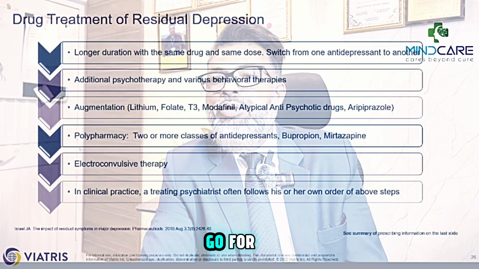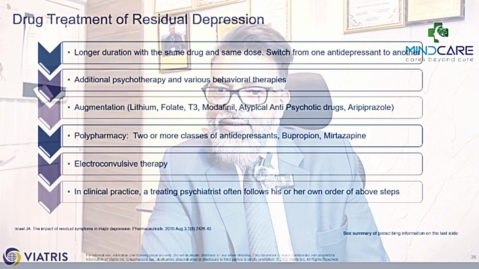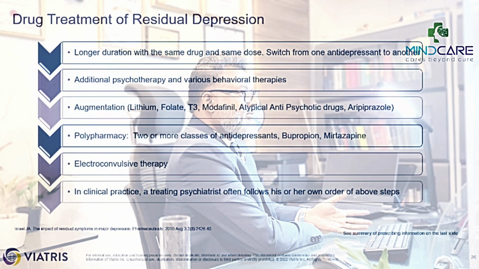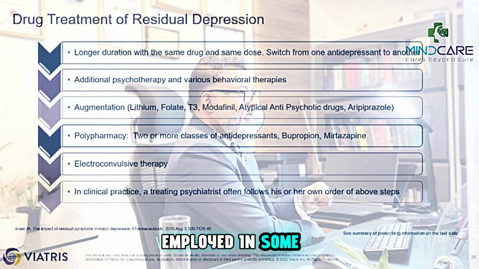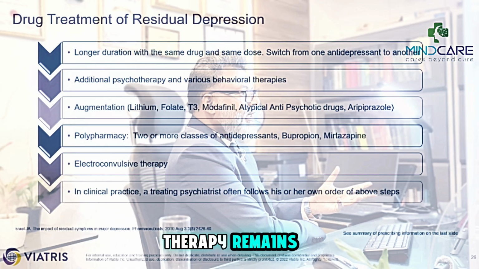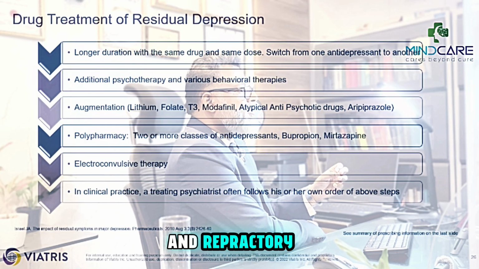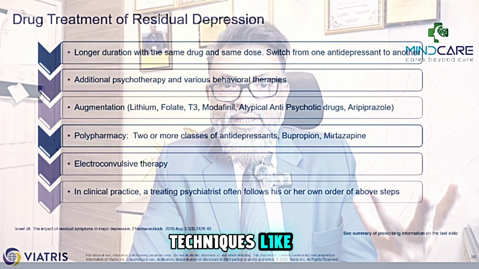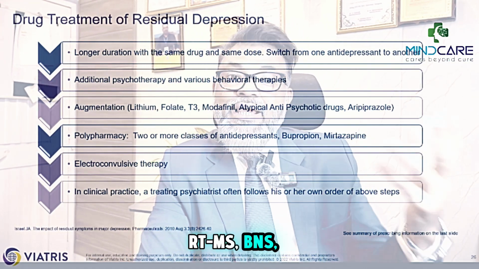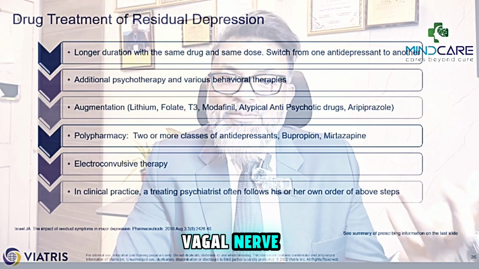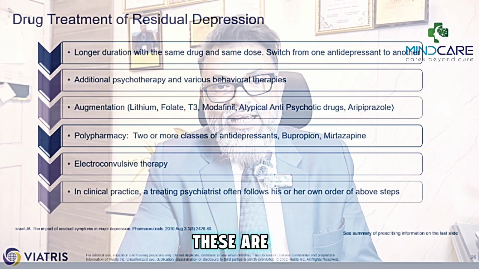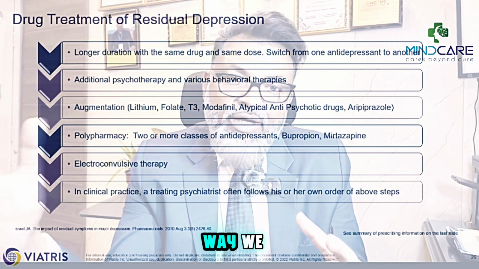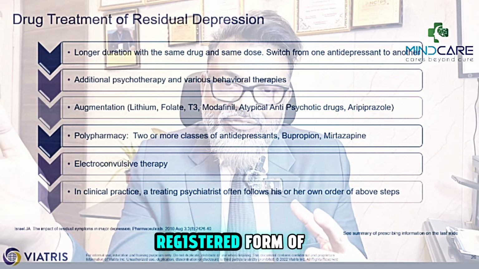And fourth, we can go for polypharmacy, combining other SSRIs or bupropion or mirtazapine, which is sometimes employed in some cases. And electroconvulsive therapy often remains an option for severe and refractory depression. And apart from that, there are advanced neuromodulation techniques like DBS, rTMS, and VNS, vagal nerve stimulation. These are evidence-based and have been found to revolutionize the way we address resistant forms of depression.